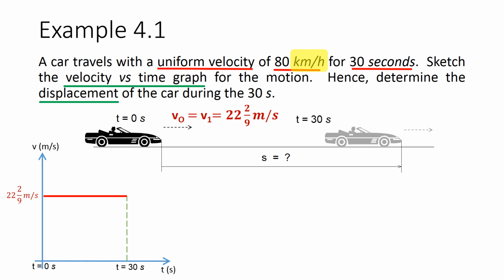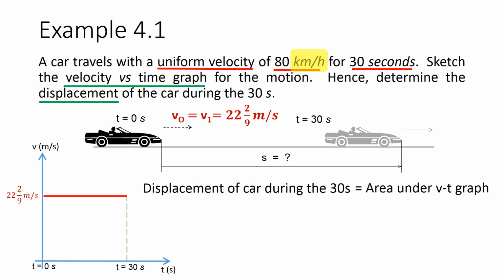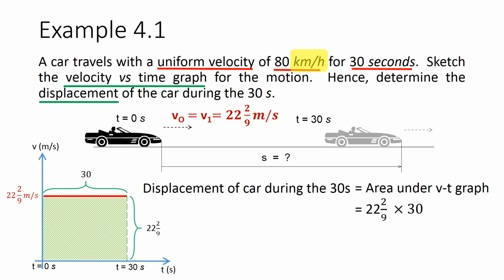Next, determine the displacement of the car during this 30 seconds of travel. Obviously, we learned from our lecture that the displacement of the vehicle or any body in motion will be the area under the graph of a VT graph. So looking at this example, we know that the area under this graph, the VT graph, is the displacement of the body. And obviously, it is a rectangle with length 30 and a width 200 over 9. So just multiply these two together and we'll get the answer.